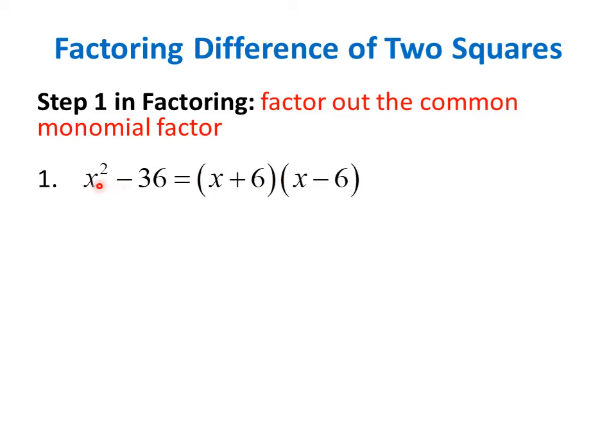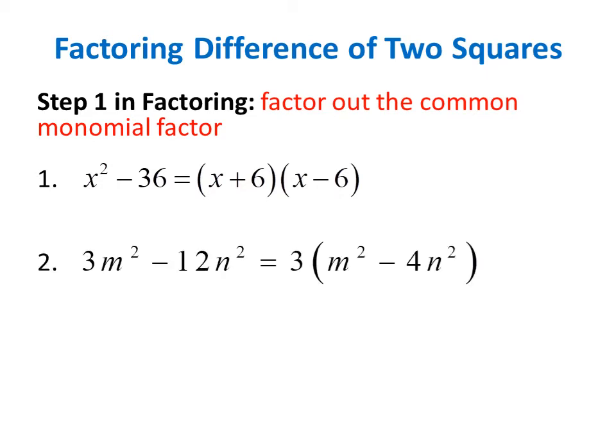To factor, let's get the square root of x squared. That's x. Simply divide the exponent by 2, remember? Get the square root of 36. That's 6. Then we copy x and 6 into another set of parentheses and put plus and minus for the sum and difference.